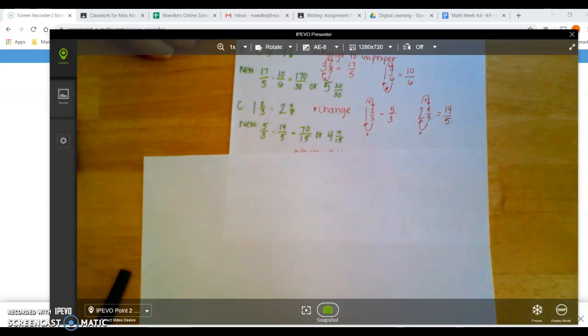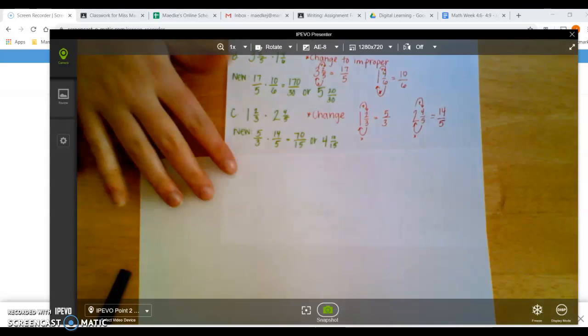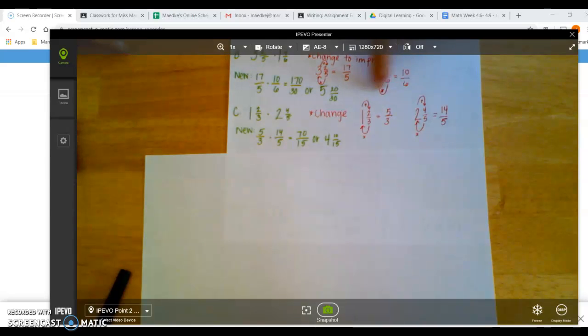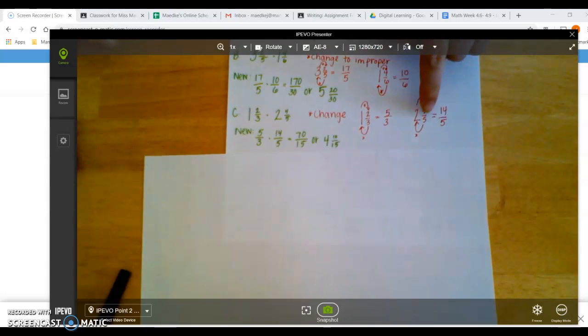Same thing, we have 1 2/3 times 2 4/5. We have that mixed number. We know we can't have it. We come over here and we change it. 3 times 1 is 3 plus 2 is 5. Here we have 5 times 2 is 10 plus 4 is 14. So I have 5/3 as my new fraction and 14/5.